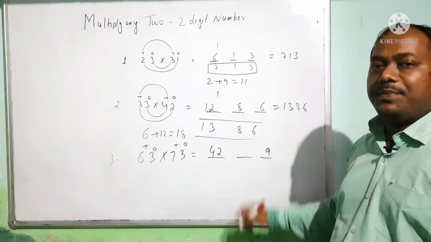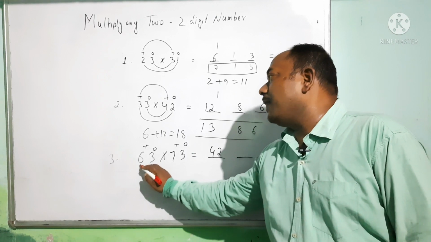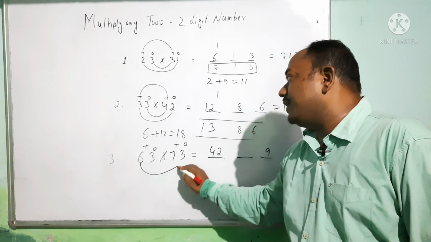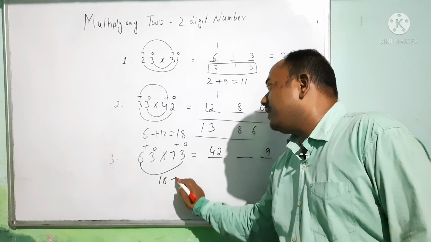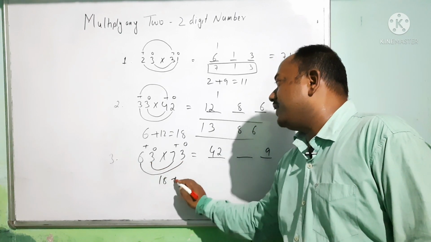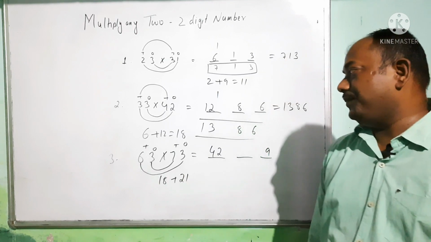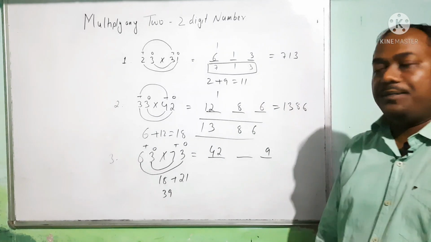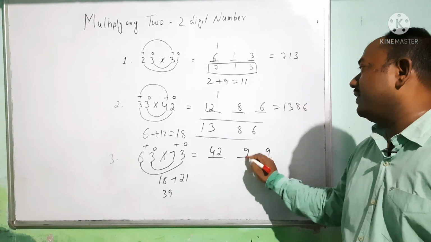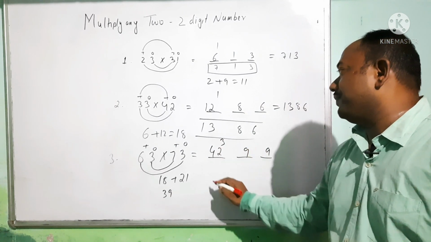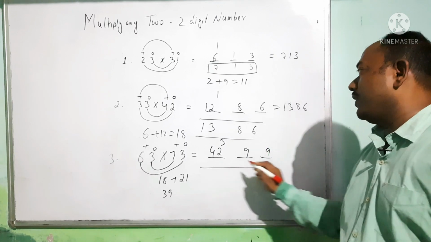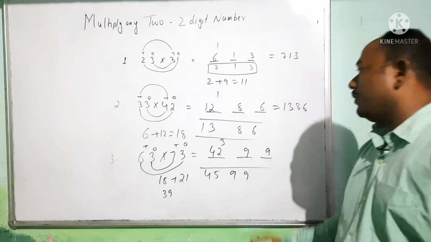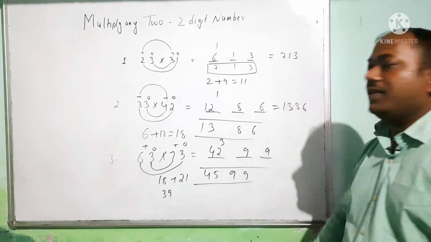Now fill the middle gap. We will multiply 6 into 3, 18, and 3 into 7, 21, 39. So we will fill 9 here and 3 will be carry here. Now add it. So the answer is 4599.